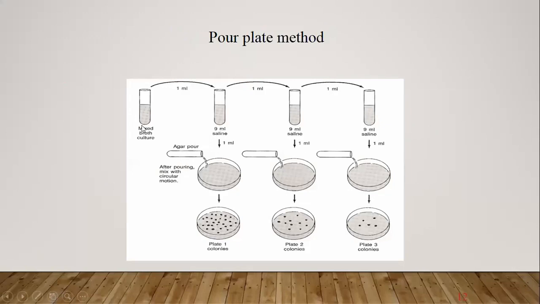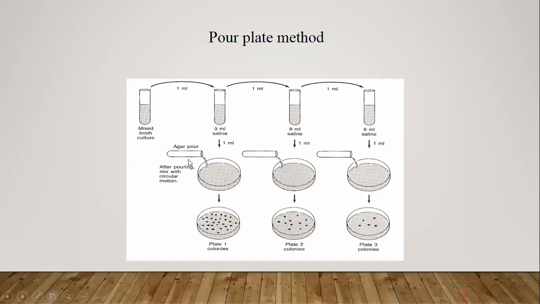First, we prepare the mixed broth culture, in which we add 1 ml of the serially diluted sample. In this bert we add 1 ml of this serially diluted sample, mix it properly, pour it into the petri plate, and incubate at 37 degrees Celsius for 24 hours. So this is the second dilution, and this is the third dilution. This is the exact procedure of the pour plate method.